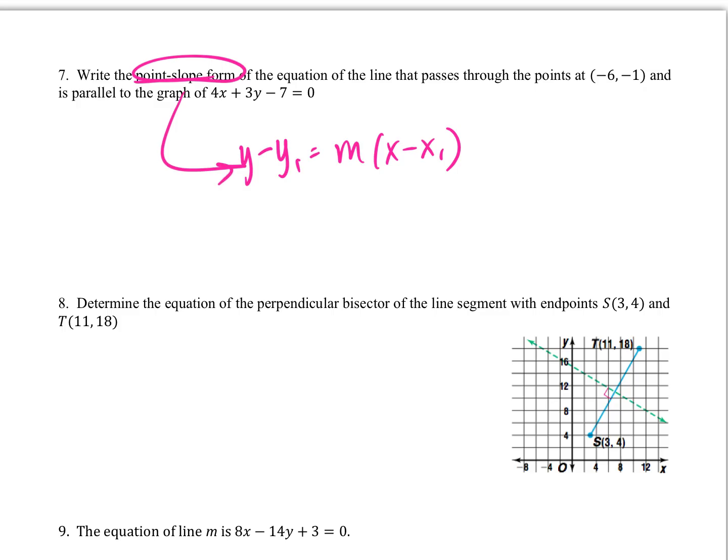Okay. Here's our point. They want it through that point parallel to this line. What do I need to get from this line? The slope. How would I do that? What do we want to do first? Do we want to subtract 3y or subtract 4x and add 7? Doesn't matter. I heard subtract 3y, so we'll go with it.